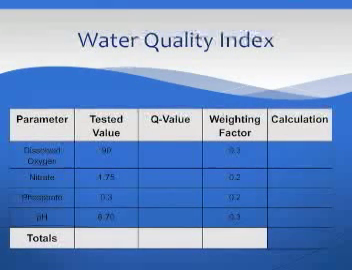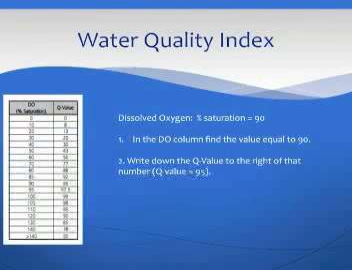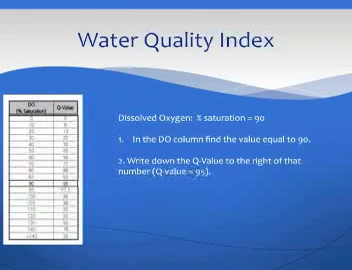So, if we have this example with dissolved oxygen, nitrate, phosphate, and pH, we can find how healthy this water actually is based on the weighting factors and the tested value. So we go to our Q value chart for dissolved oxygen. The percent saturation was 90. So we look on this chart on the left here, find 90 in the percent saturation column. It corresponds to a Q value of 95. That's an A, that's really good.